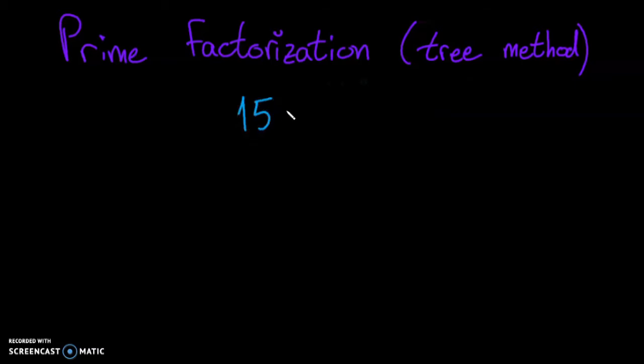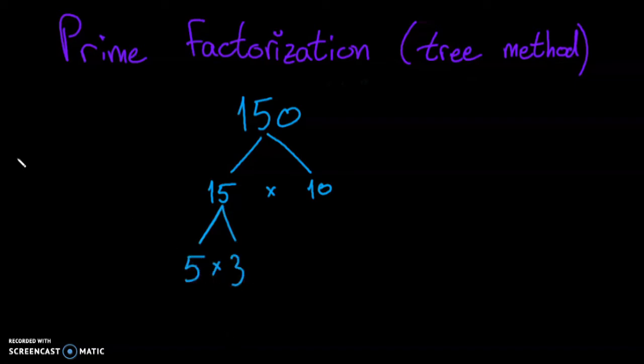Let's try 150. Of course, there are a couple ways to separate it. But we're going to use just 15 times 10. Now we continue with the 15. How can we write 15? 5 times 3. 5 is prime, so we circle it. 3 is also prime. We cannot separate it even further, so we circle it.